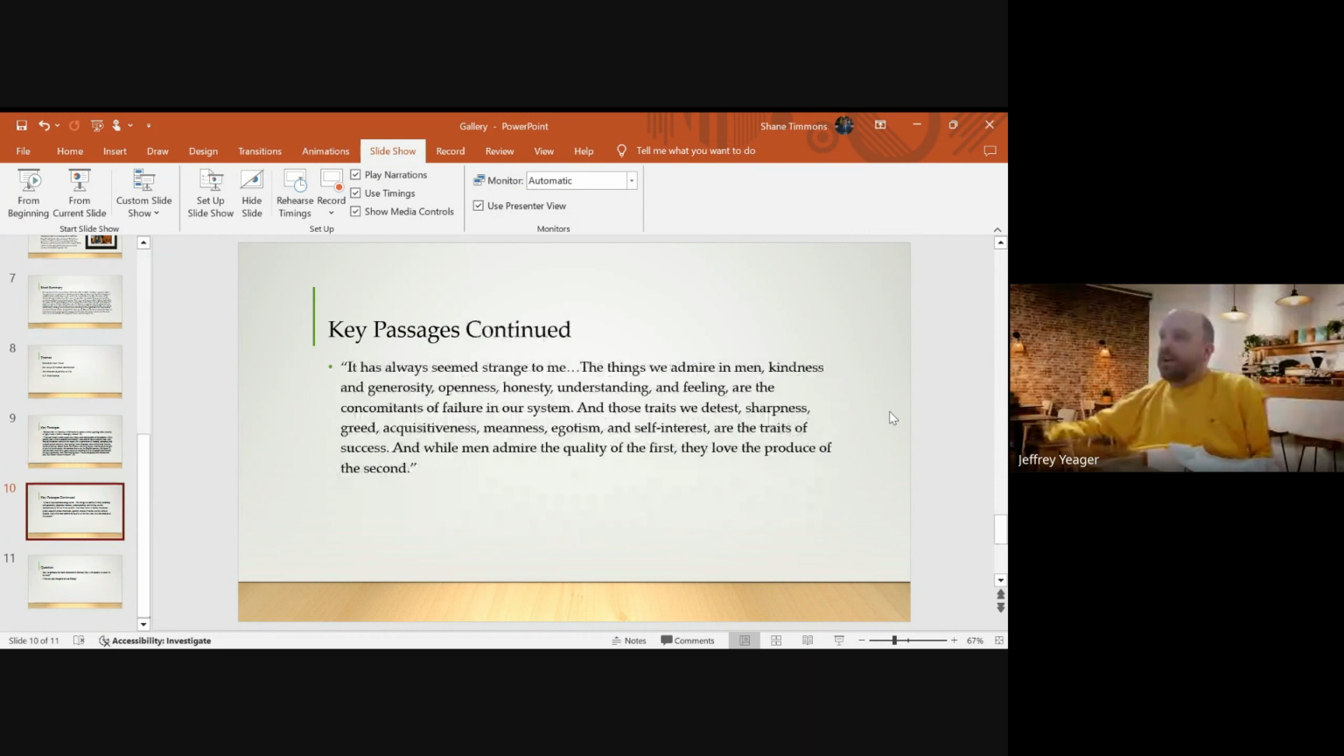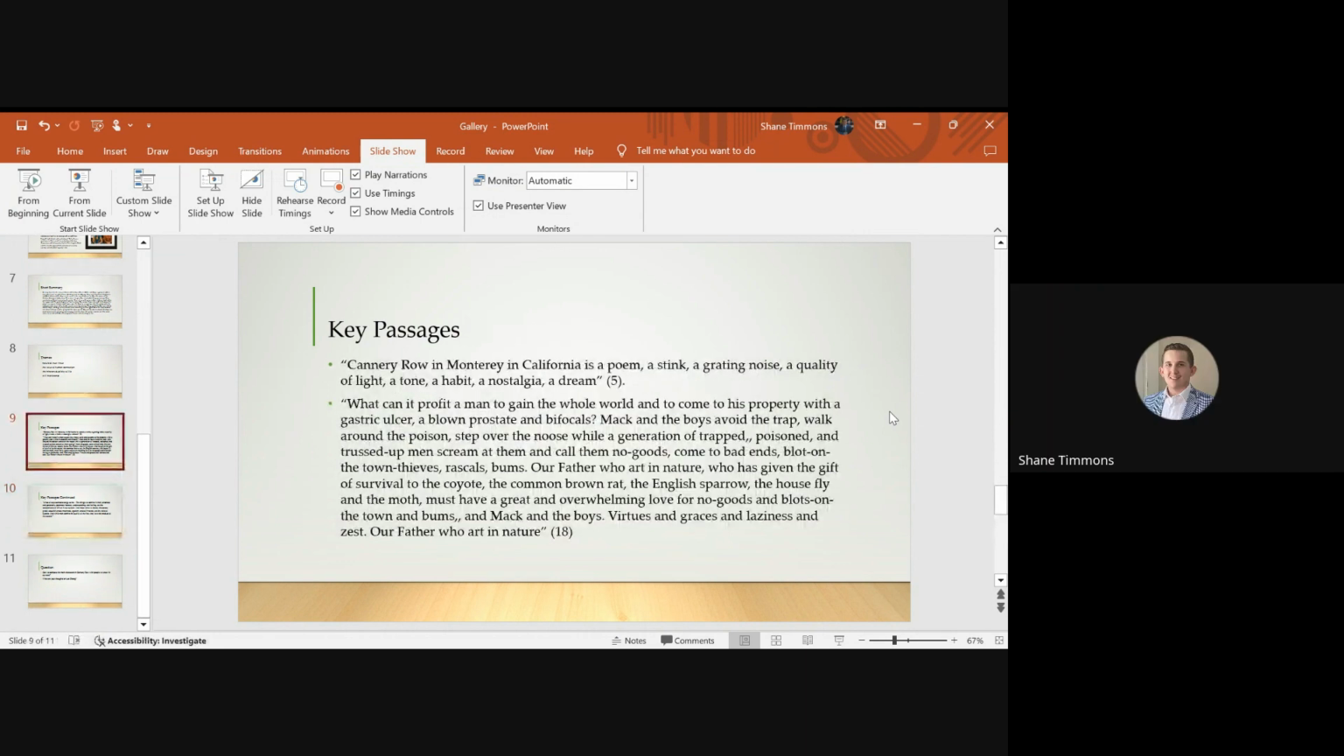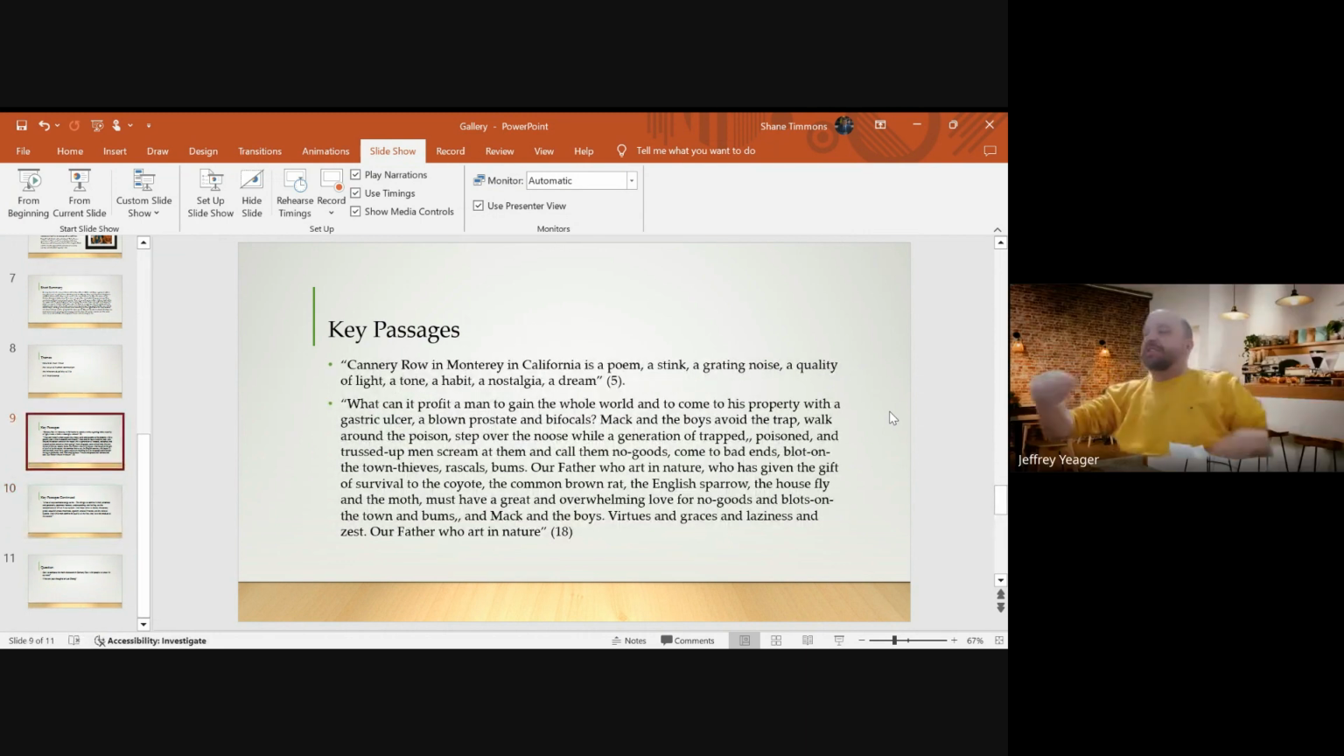Yeah, I'll comment, Shane. Okay, sure. I think that's an interesting quote. Steinbeck's definitely talking about modernity here, right?